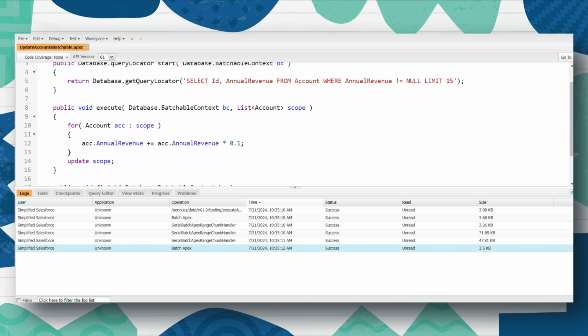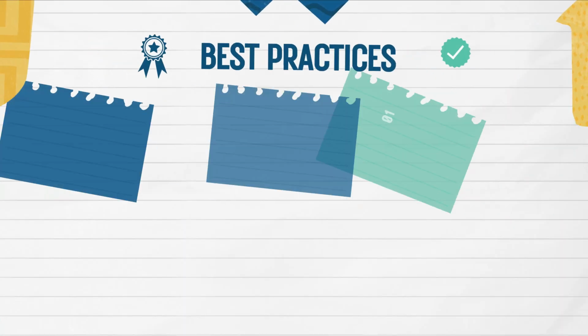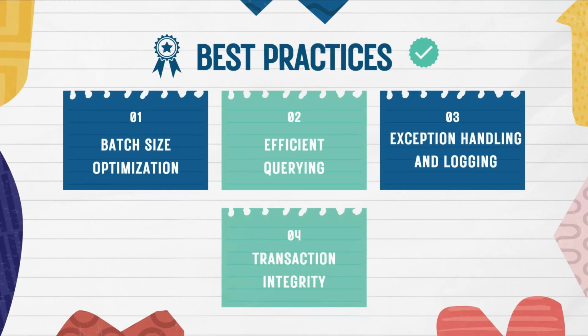Since we had queried 15 records of accounts and specified 5 as the size of each batch, the execute method got executed 3 times. I hope that this demonstration gave you a good basic idea of how to implement a batch Apex. Now, before I wrap this video up, let me walk you through a few best practices for using the batch Apex. Batch size optimization.